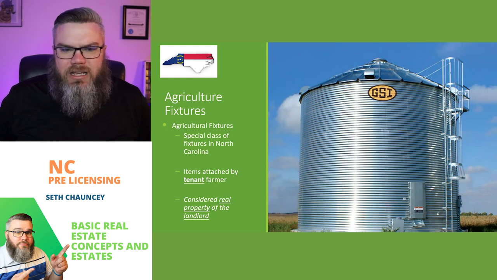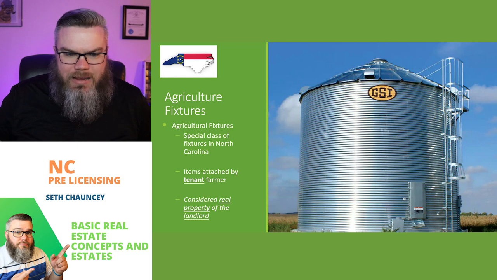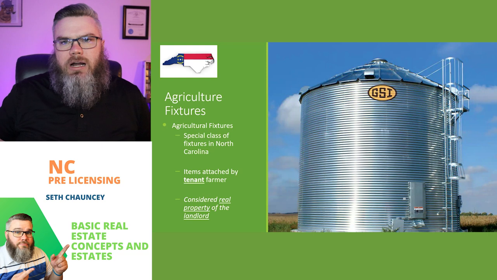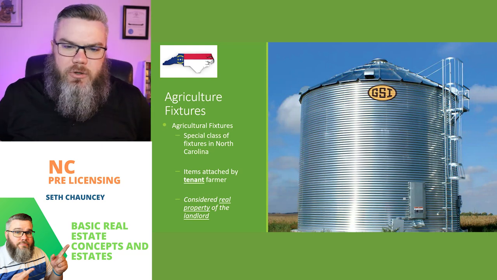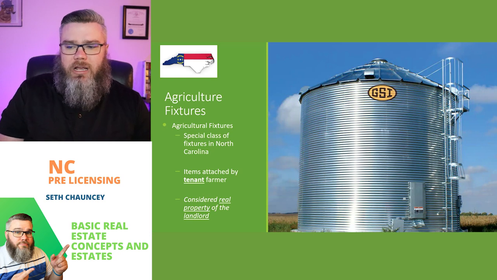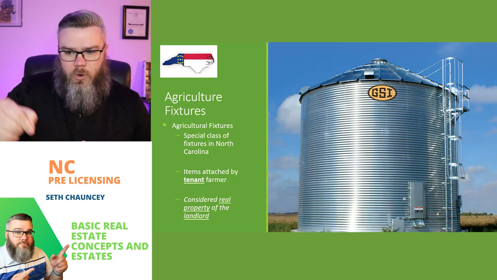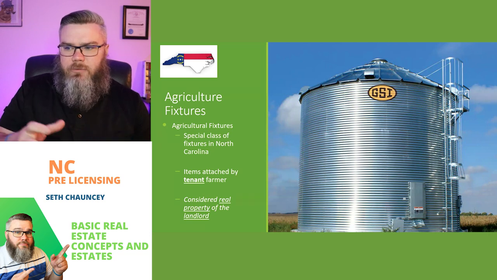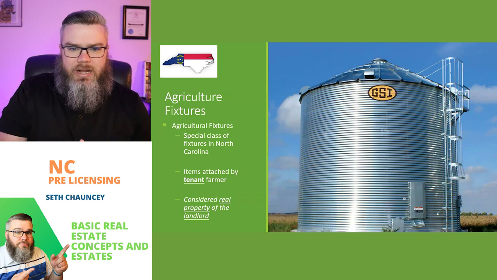But if he said, Seth, I'm going to install a grain silo to store the corn, that is automatically my grain silo, because he built it on my property. An agricultural fixture is when somebody builds something on land that they may be leasing as a farmer, and it automatically becomes a fixture for the property owner. It becomes my property. If he puts up a permanent fence, it's my fence. If he puts up a grain silo, it's my grain silo. If he puts up a barn, it's my barn.